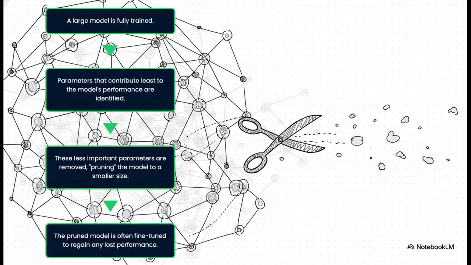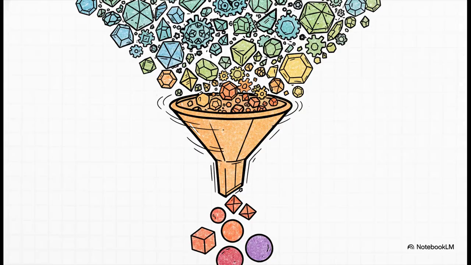It just removes them. This makes the model way smaller, and then it gets a little fine-tuning to make sure performance stays sharp. It's all about targeted efficiency. And for our final trick, we have quantization. Now, the name sounds super technical, I know, but the idea behind it is actually pretty simple. It's about making the model store its information more efficiently by using, well, simpler numbers.